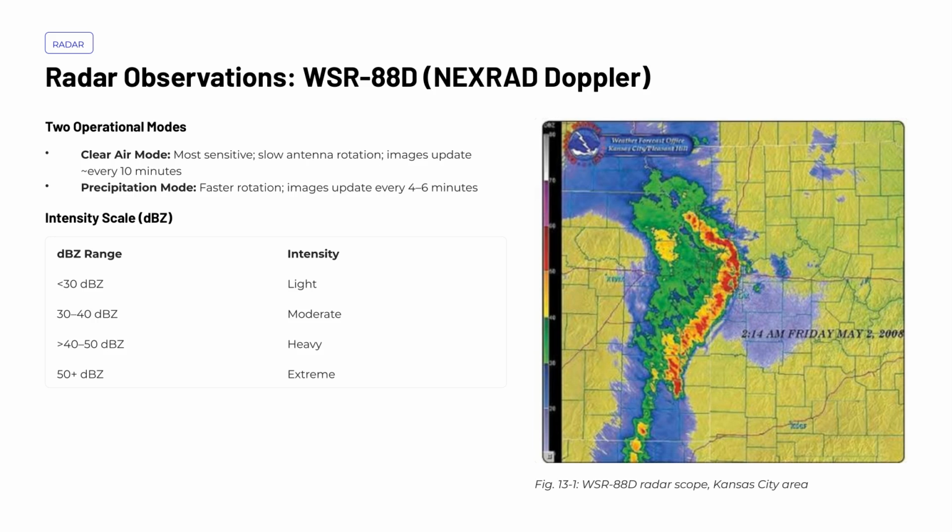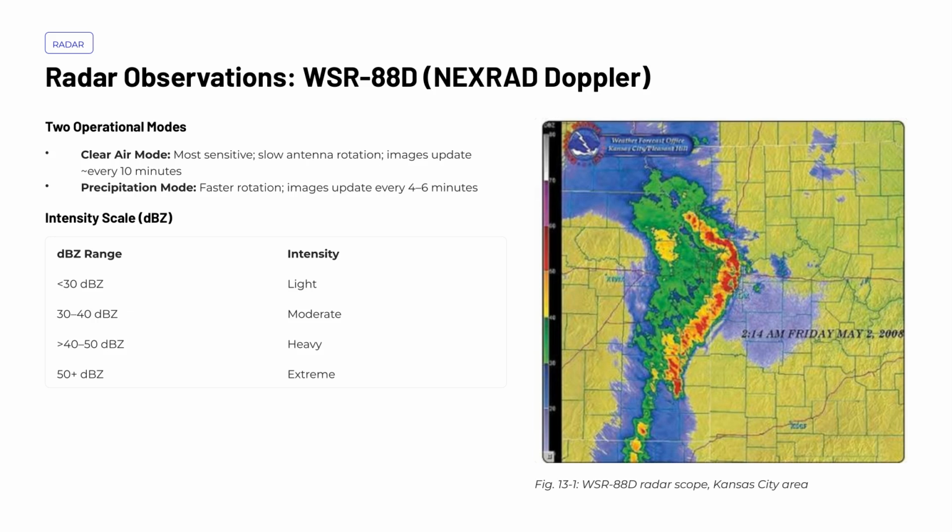Precipitation mode increases the antenna's rotation speed, allowing images to refresh every 4 to 6 minutes, giving forecasters more frequent updates during active weather events. Radar returns are measured in decibels of reflectivity, expressed as dBZ. This scale tells us the intensity of precipitation.